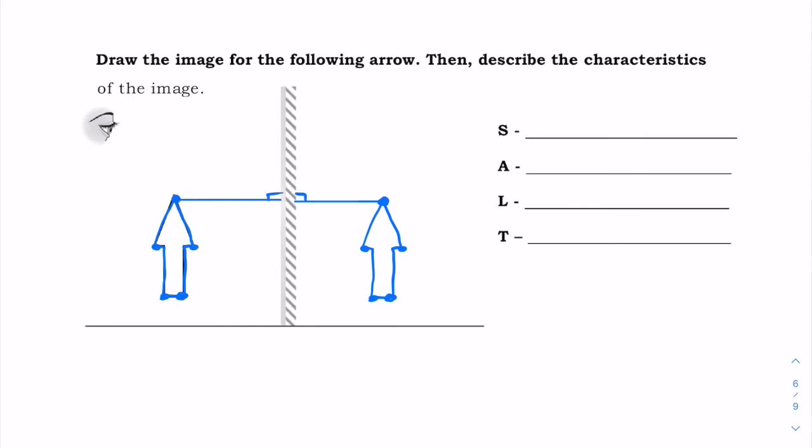So first of all, as for the size, it's the same. As for the attitude, it's upright and laterally inverted. As for the location, it would be behind the mirror. Okay, and all of this makes it a virtual image.